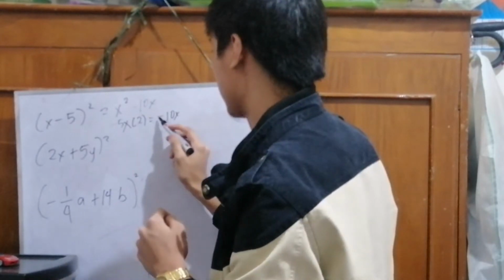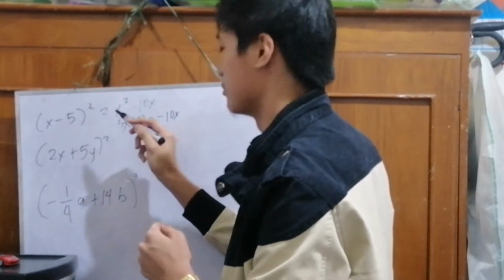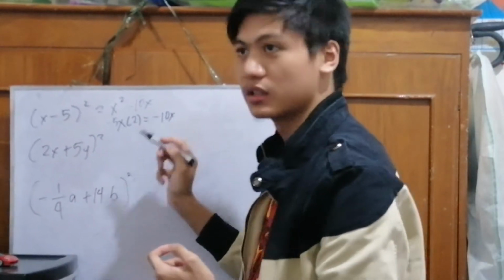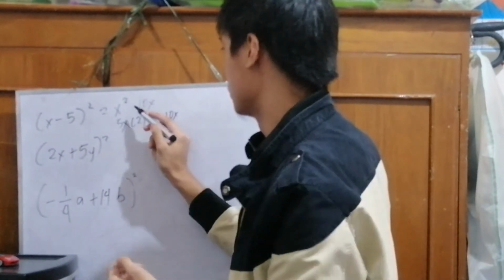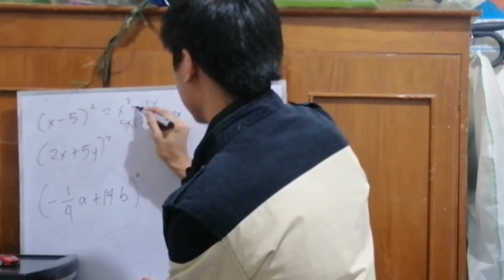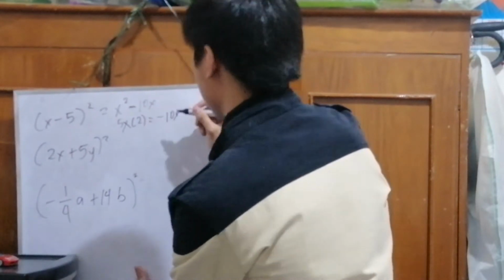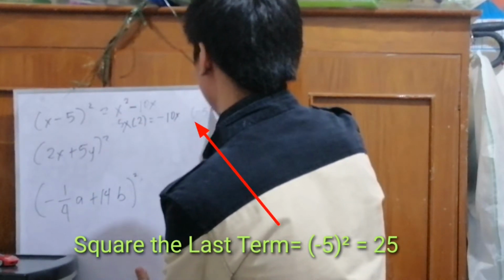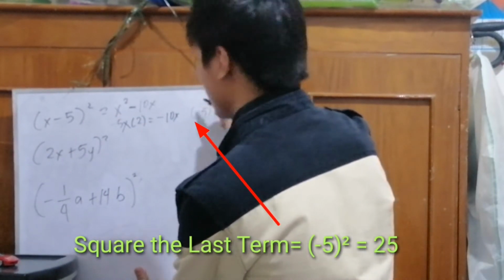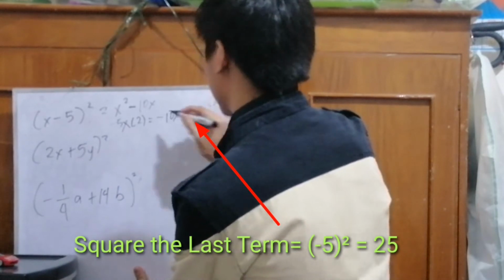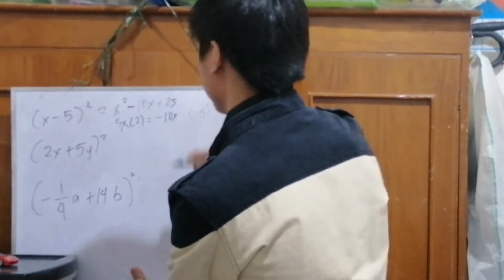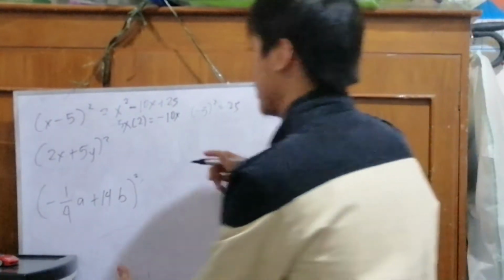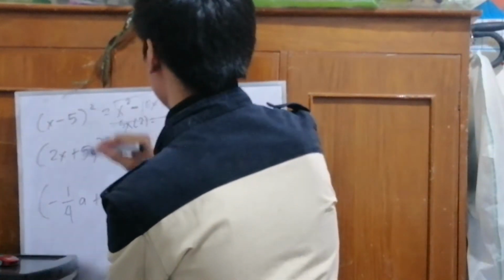Because the answer that we have in multiplying negative 5x to 2 gave us a negative sign, so we're going to make our next term having the minus sign. And then we are going to square the last term, that is negative 5 squared, and we're going to have an answer of positive 25. So we're just going to put it here. There you go. X squared minus 10x plus 25. That's going to be our answer for the first question.